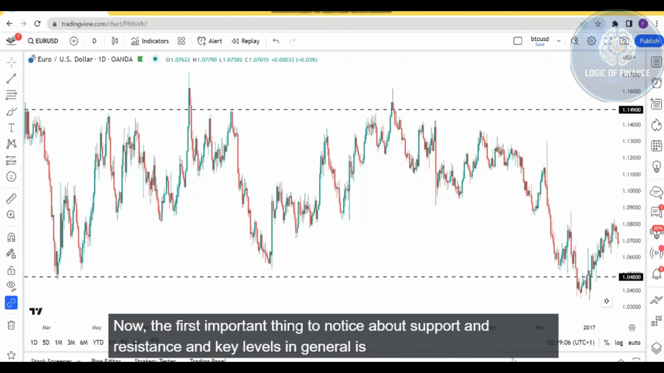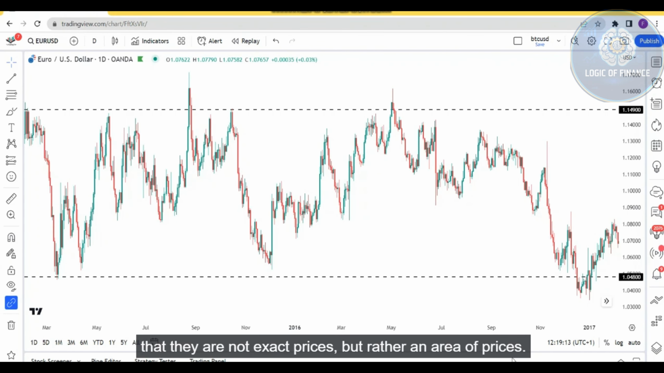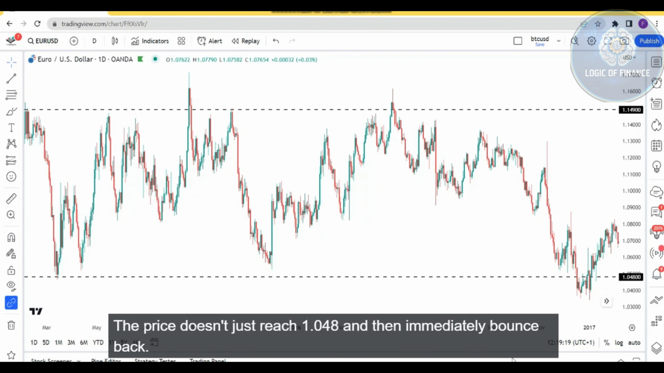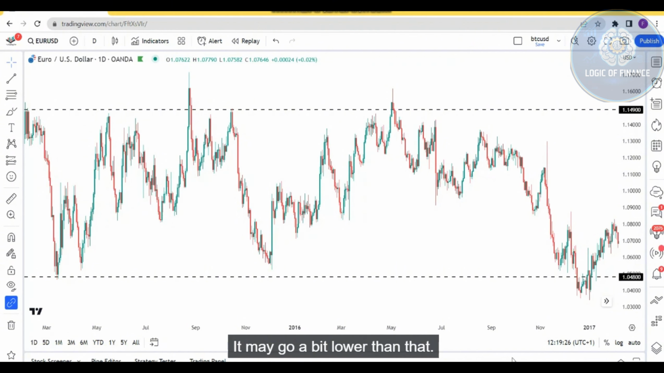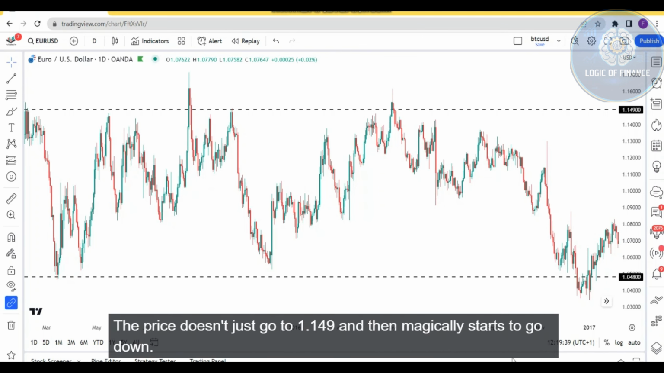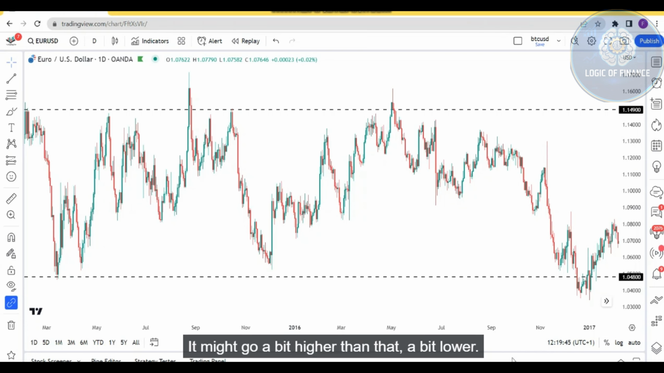Now, the first important thing to notice about support and resistance and key levels in general is that they are not exact prices, but rather an area of prices. The price doesn't just reach 1.048 and then immediately bounce back. It may go a bit lower than that, a bit higher than that. It's almost never an exact price. That is why we say it goes around 1.048. Same for the resistance. The price doesn't just go to 1.149 and then magically start to go down. It may go a bit higher than that, a bit lower, but generally in an area of prices around 1.149.